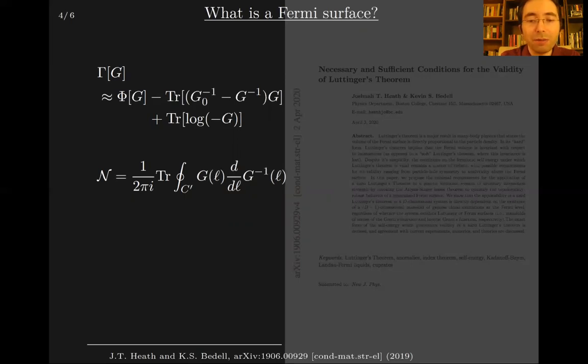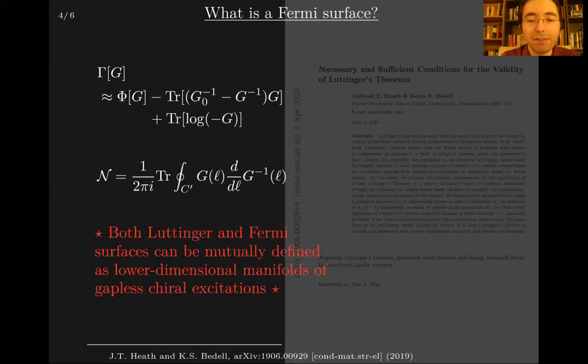By invoking the form of the Atiyah-Singer index theorem, we have shown in the paper that both Luttinger and Fermi surfaces can be mutually defined as lower dimensional manifolds of gapless chiral excitations. Due to their similarities to topologically non-trivial entities in helium-3 known as boojums, we have called these generalized Fermi surfaces SNOCs, after Lewis Carroll's famous poem.